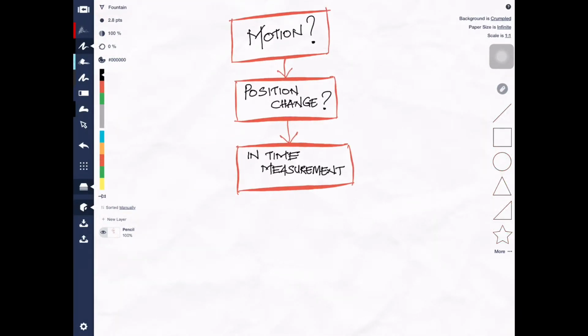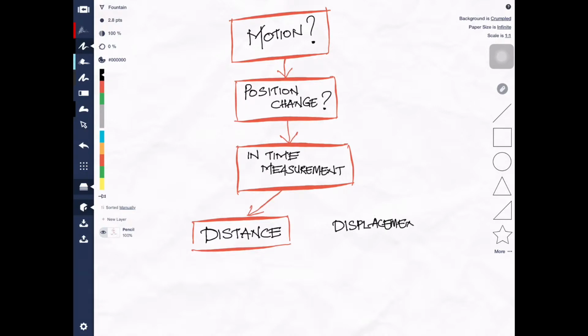So when we are trying to understand or record the motion, which is change in position with respect to time, there come two important parameters. One is distance, the other is called displacement. As we understood from our previous sessions, distance is a scalar quantity and displacement is a vector quantity.